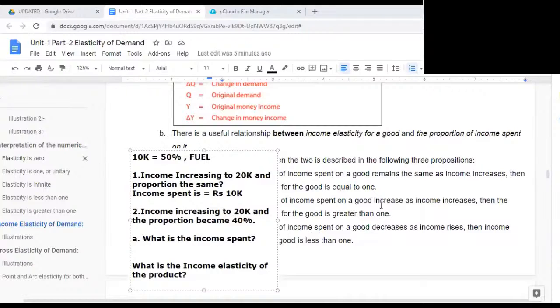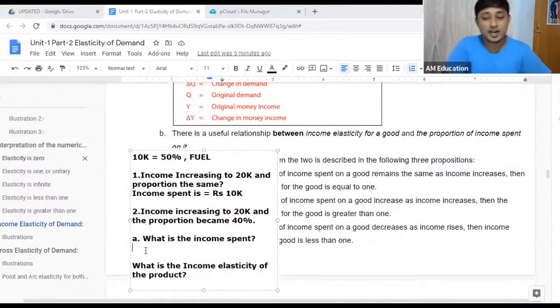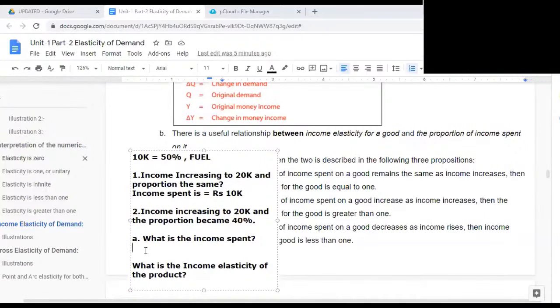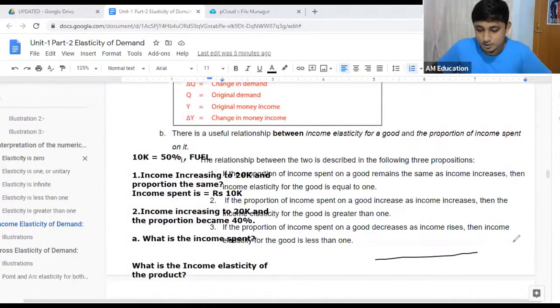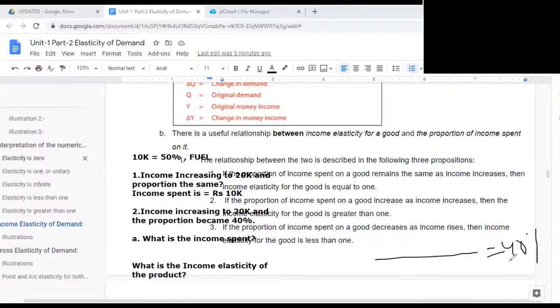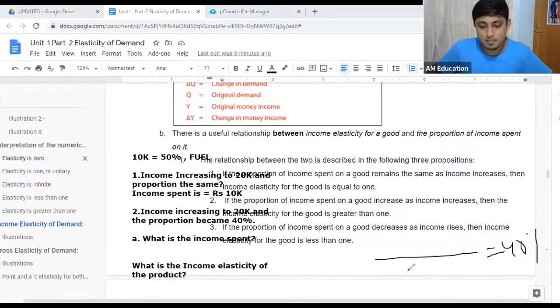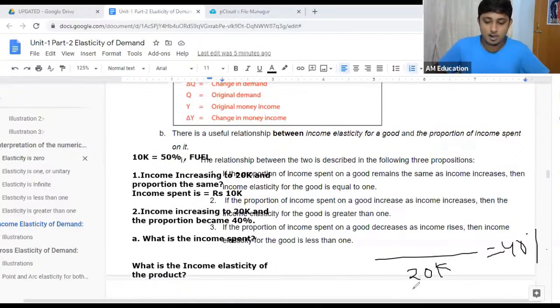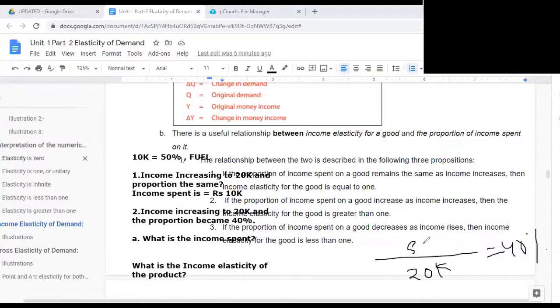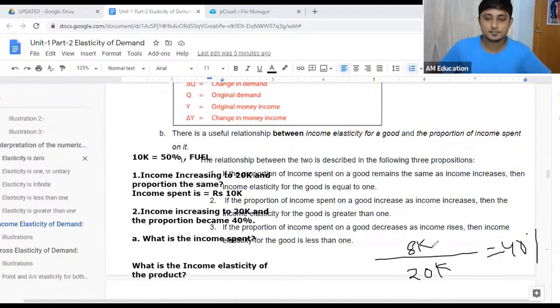8,000, sir. Yeah. How did you get 8,000, Nida? 20K into 40 divided by 100. So if the proportion is 40%, right? And how much is my income now? Income spent is 8,000. Income is 20,000. Yes. Now this is the income spent.